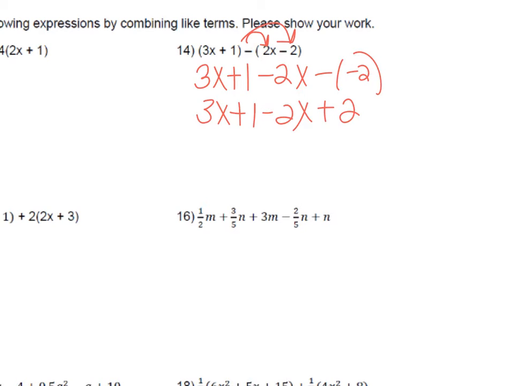Now I just need to combine my like terms. So I'm just combining what I have in common. So I've got my x's that are the same unit. So 3x plus negative 2x would be 1x. And then I've got positive 1 and positive 2, so I can add those 2 together to get 3.